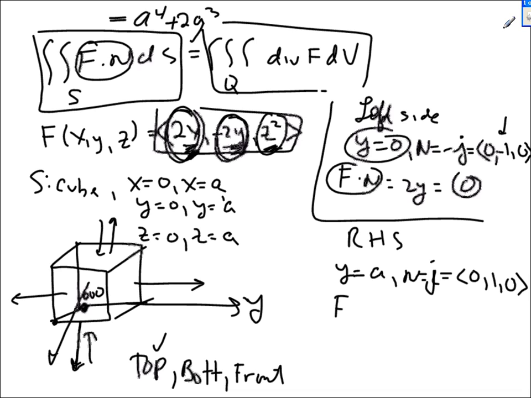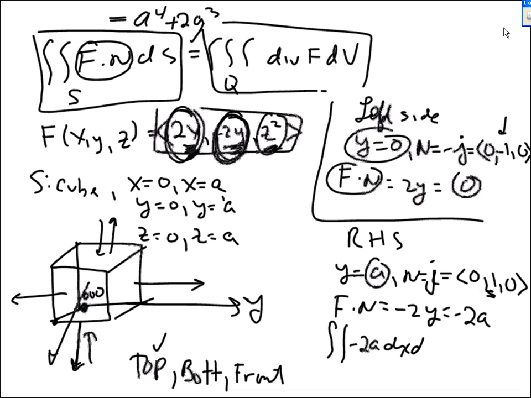Dot f with n, only the second components match. That product is negative 2y, but y is a, so it's negative 2a. So we need to integrate negative 2a dx dy. X goes from 0 to a, y goes from 0 to a. But this is the same integral we did before that gave us 2a cubed, except it didn't have the minus. Well, now it does. So we take away 2a cubed.